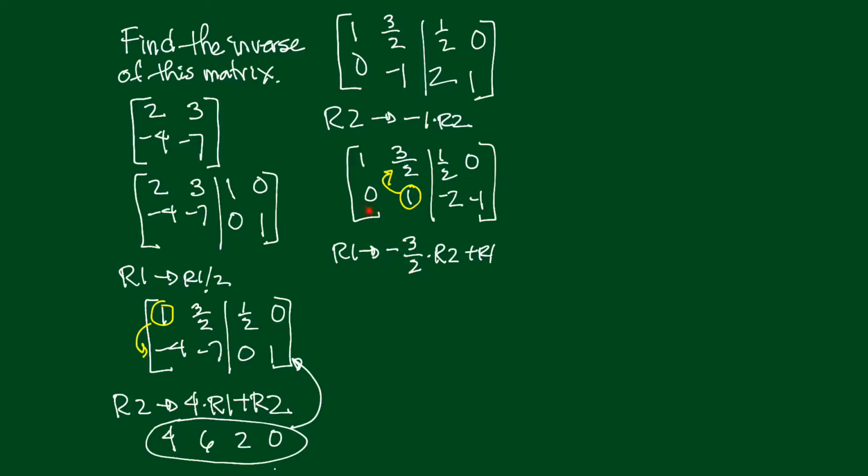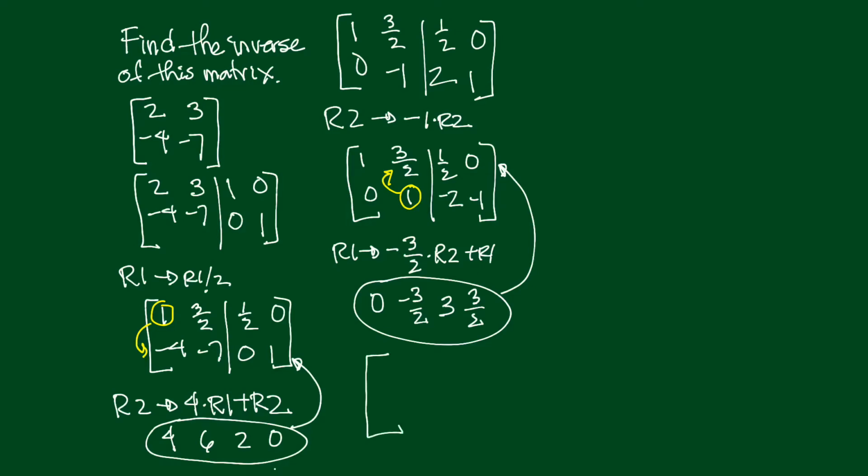So negative 3 halves times 0, that's just 0. Negative 3 halves times 1, that's just negative 3 halves. Then negative 3 halves times negative 2. Well, negative negative is positive. 3 times 2 is 6 over 2 is 3, so we'll get a positive 3. And then negative 3 halves times negative 1 is positive 3 halves. All right, I'll circle that, and then we're going to add that to row 1.